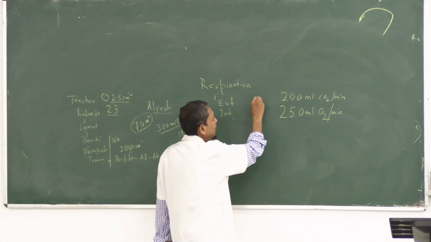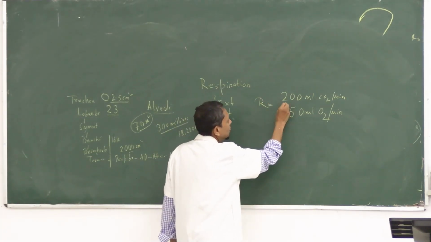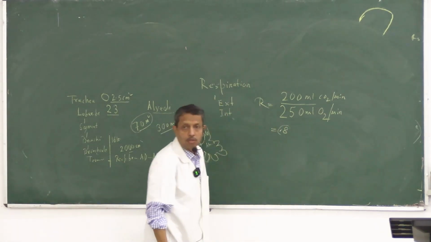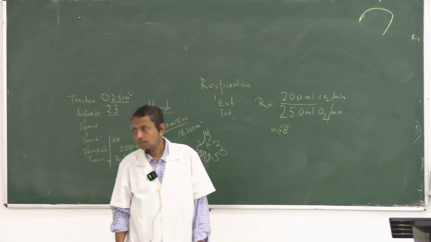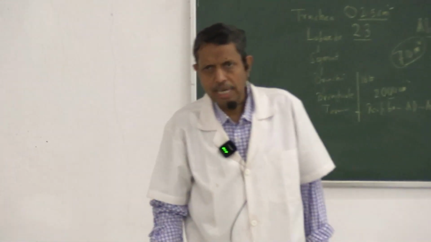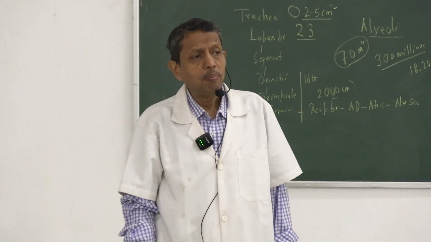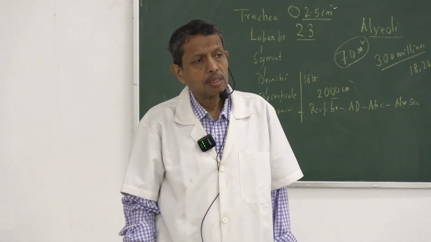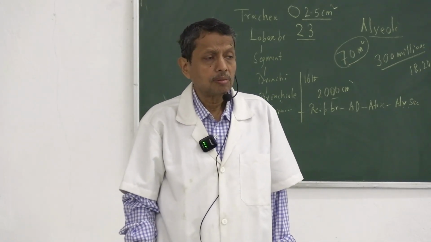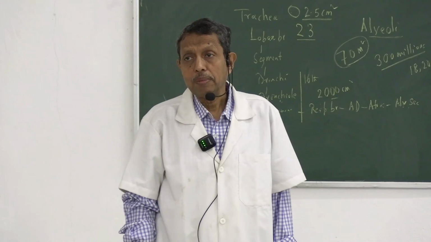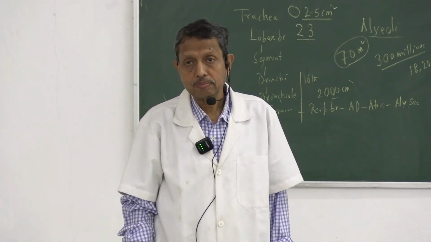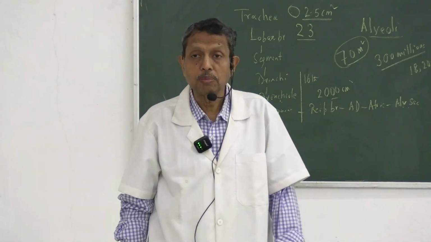So the respiratory exchange ratio is equal to this value. 0.8, almost equal to 1, is the respiratory exchange ratio in the resting condition. But during exercise, it may go up. Oxygen utilization can go up to 3 to 4 liter per minute, and carbon dioxide even up to 6 liter per minute can be eliminated.